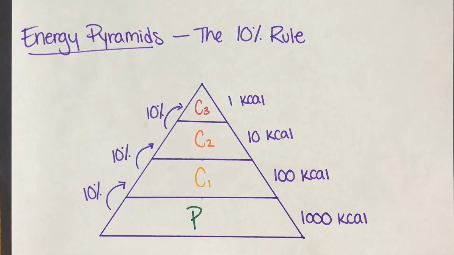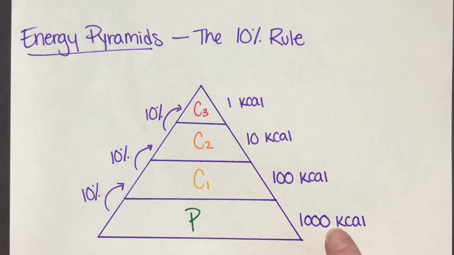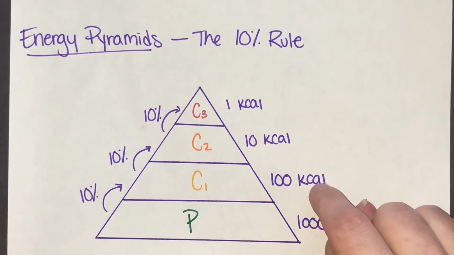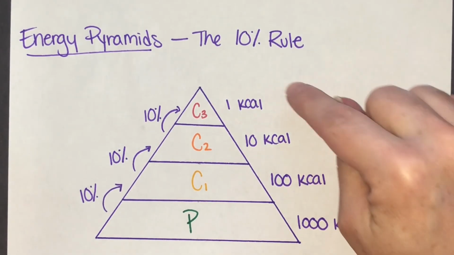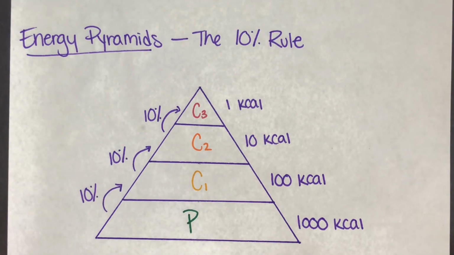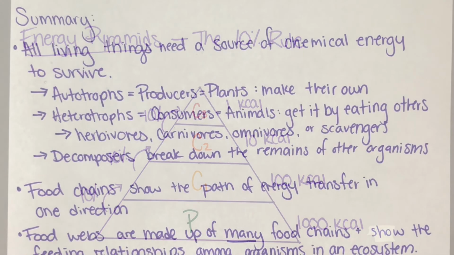As shown on my energy pyramid here, if the producers have 1,000 units of energy or kilocalories, then the next level will have 100 available, and the next 10, and the next only 1. So for every 1,000 calories the producers have stored, the tertiary consumer only receives 1.